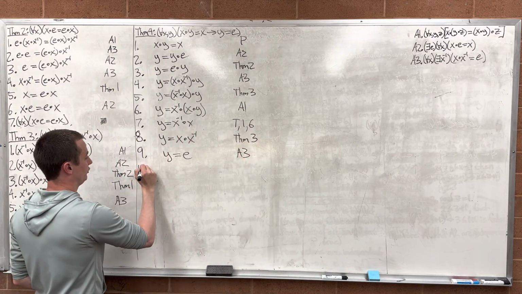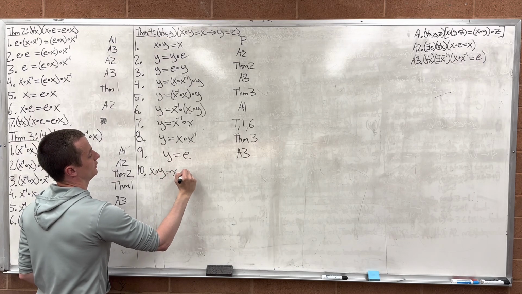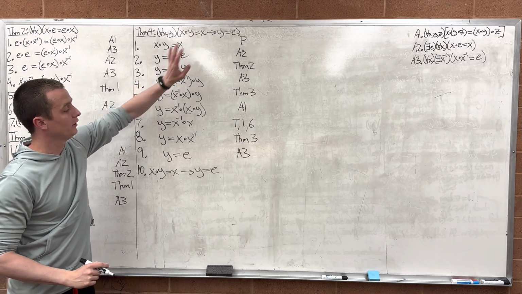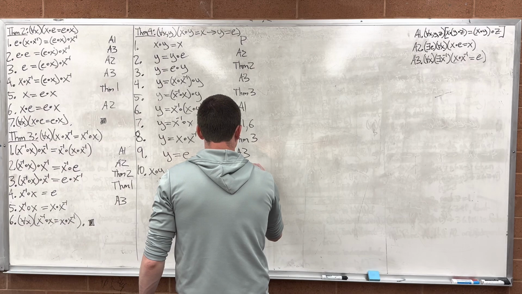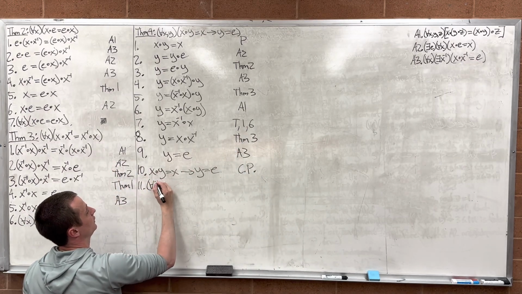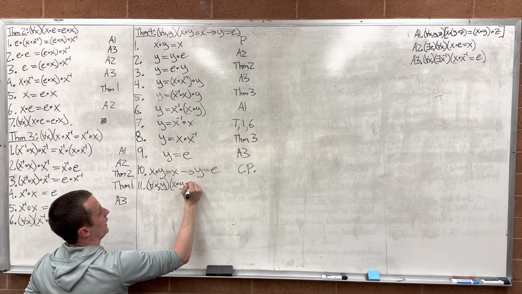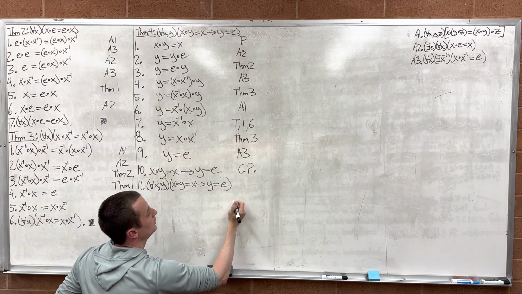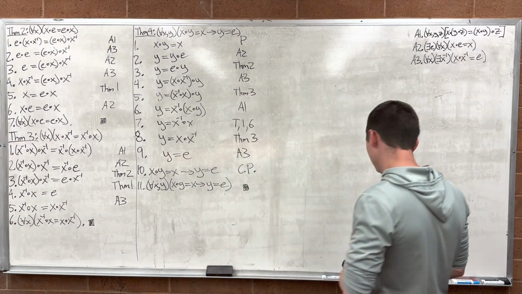And so what did we finally show? We showed x compose y equal to x implies y is equal to identity. And now we are no longer dependent upon this premise. So that was conditional proof. And so then we can generalize. And we can say, okay, so it's the case that for all x and y, if x compose y is equal to x, then y is equal to identity. And we're done. That's supposed to be a box.